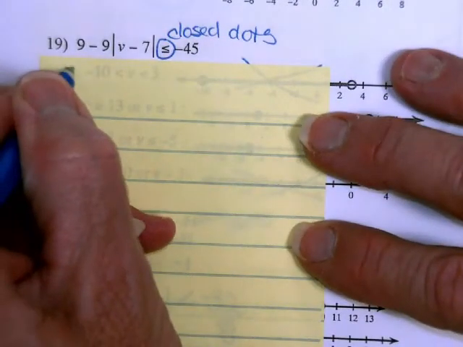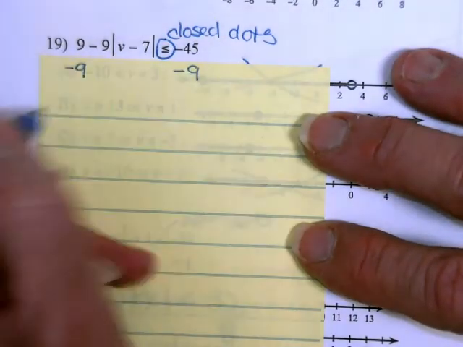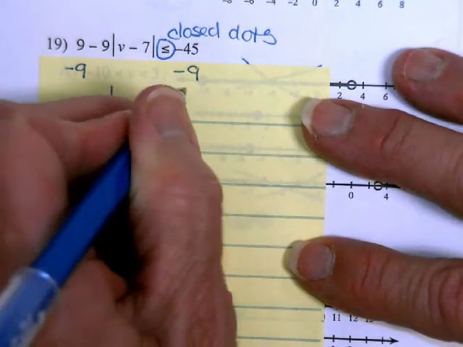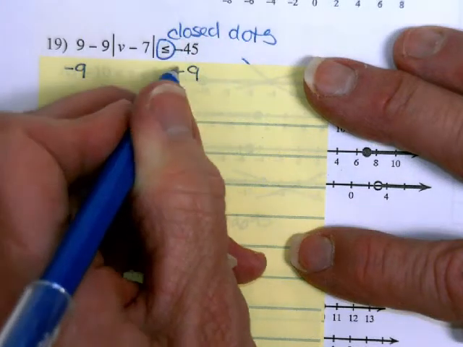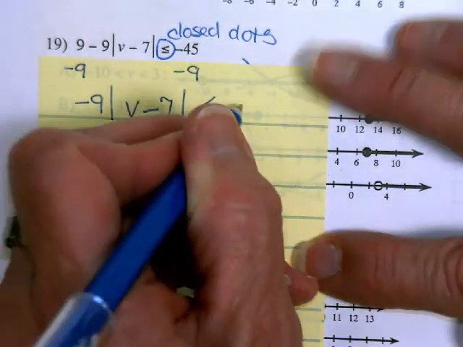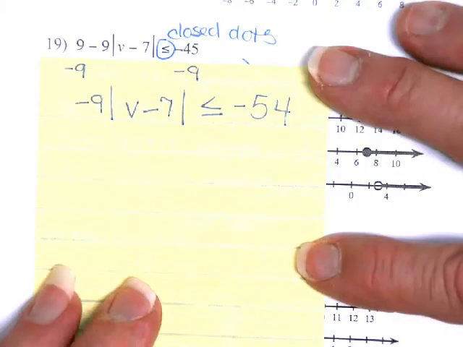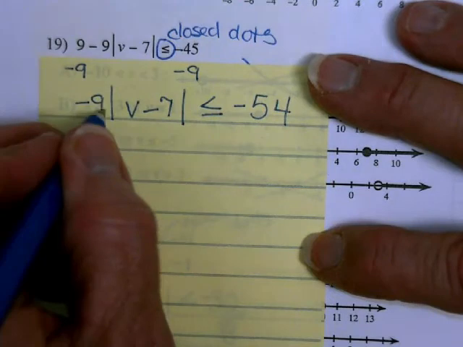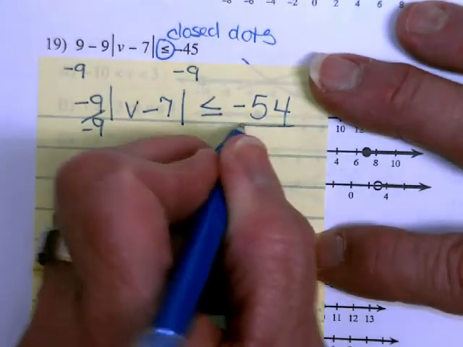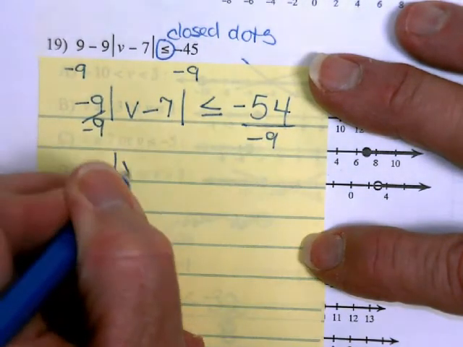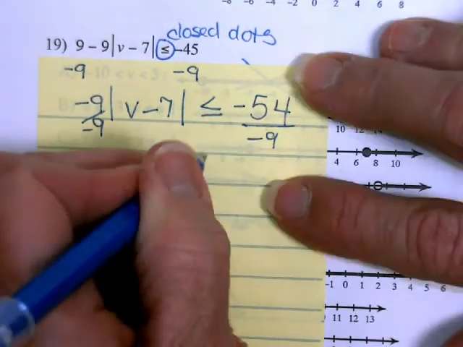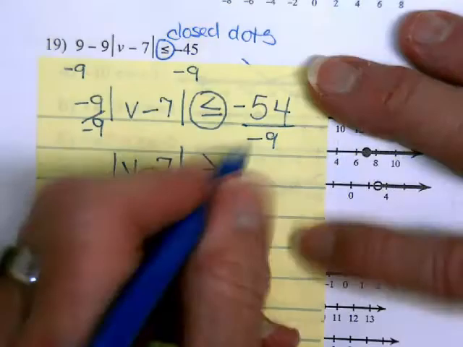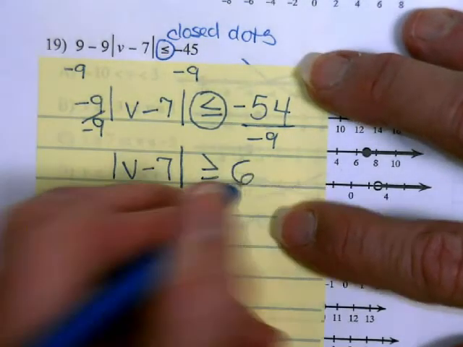Now I go on my merry way. Take away a 9 first, ladies and gentlemen. The negative 9 is still being multiplied to V minus 7. And then I have a negative 45 minus 9 is less than or equal to a negative 54. Know your negatives. Lots of negatives. What happens when I divide by a negative number with an inequality? It changes the sign. Instead of less than or equal to, it becomes greater than or equal to. This guy had to switch because now it's greater than a positive 6.